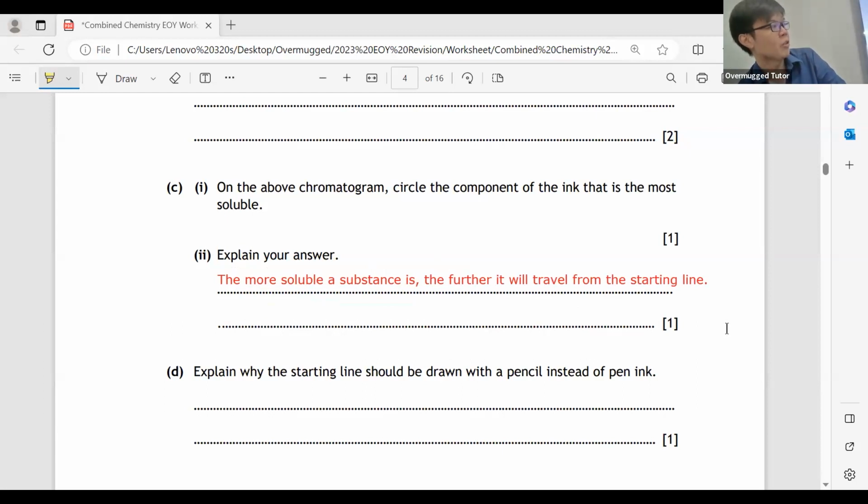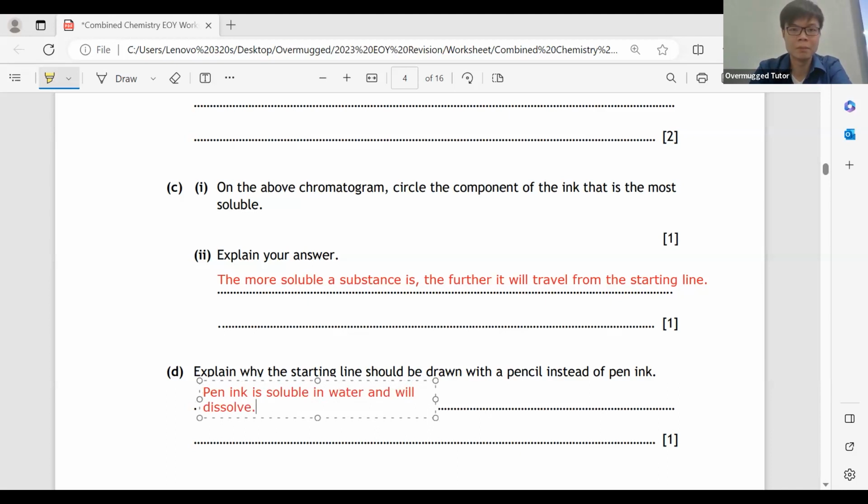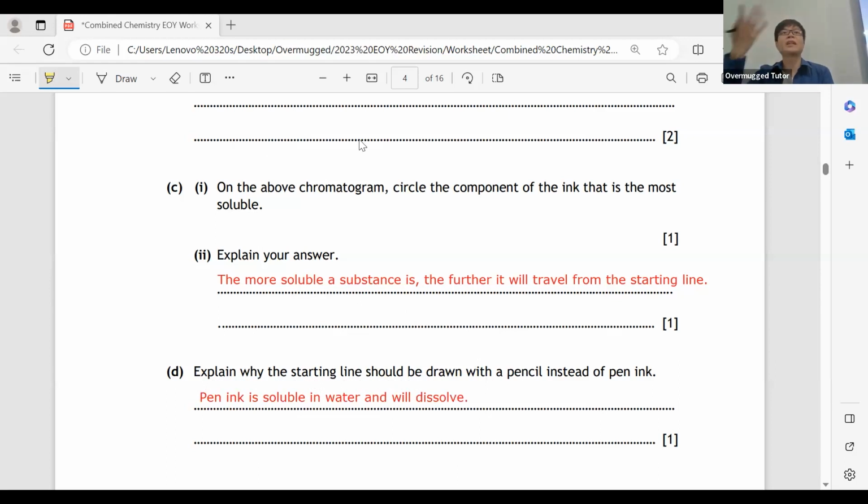Okay, explain why the starting line should be drawn with pencil instead of pen ink. You can explain from either point of view, either the pen or pencil, but pen ink will be easier. If pen ink is soluble in water, your starting line will disappear. If something is soluble, it will dissolve.